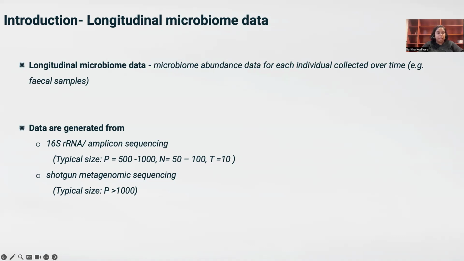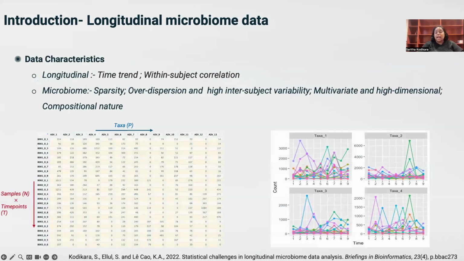Before we move on to the method itself, I also wanted to highlight some special characteristics in our data. As I mentioned, we're analyzing longitudinal microbiome data. As the name suggests, there are two parts that come into play: the longitudinal aspect of the data, and the microbiome. When you look at the longitudinal aspect, you have the time trends, and also the within-subject correlation. What we mean by time trend is that there could be some increase in trends in some species or taxa, and it could differ across different time points.